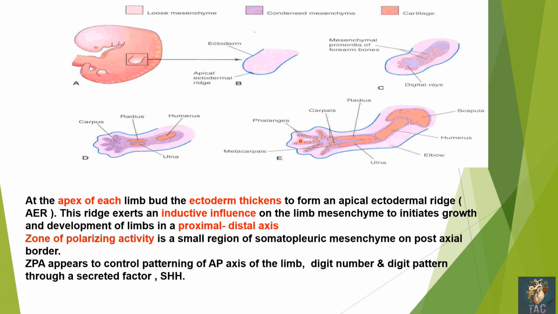tarsals and metatarsals. Again, another MCQ: zone of polarizing activity is present at the post-axial border, derived from somatopleuric mesenchyme. It controls patterning of the AP axis of the limb, digit number, and digit pattern through the secreted factor which is sonic hedgehog. So this is again another important MCQ over here.